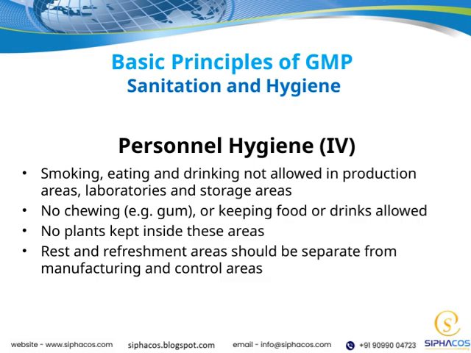We also should not keep plants inside these areas, as they can harbor pests or microbes that could compromise product quality. Another key point is that rest and refreshment areas must be separate from manufacturing and control areas. This separation ensures that any hygiene standards are maintained and that there are no cross-contaminations. All of these principles tie back to the core idea of sanitation and hygiene, which are fundamental to GMP. By following these guidelines, we help ensure our products are safe and of the highest quality.